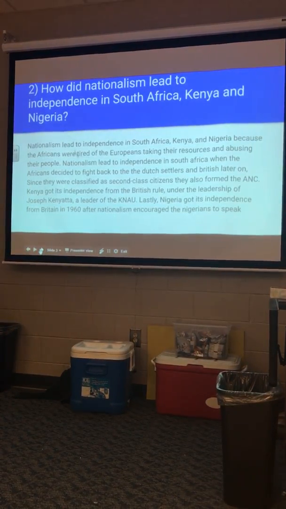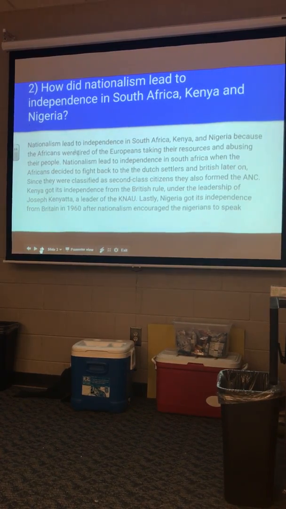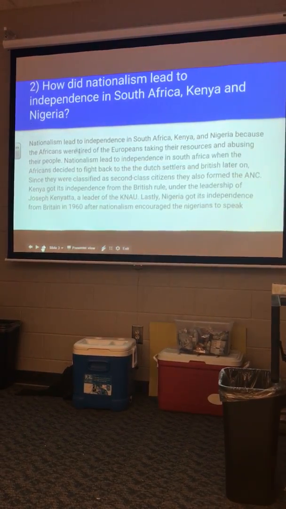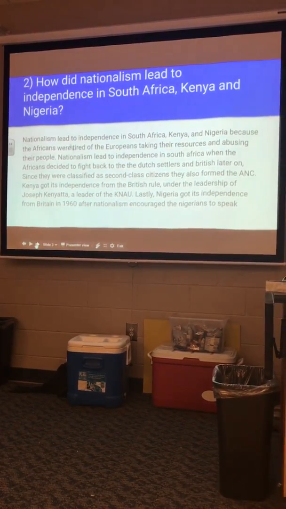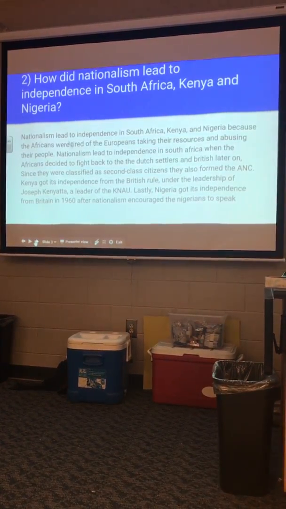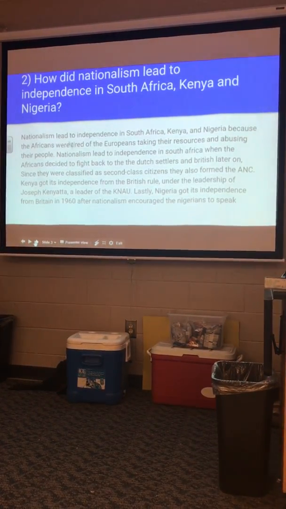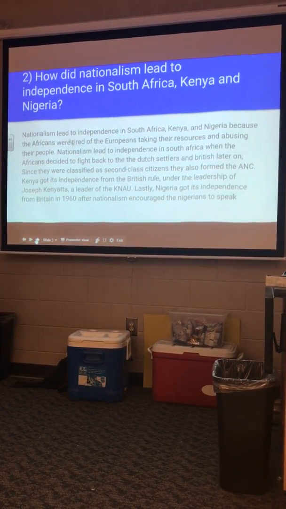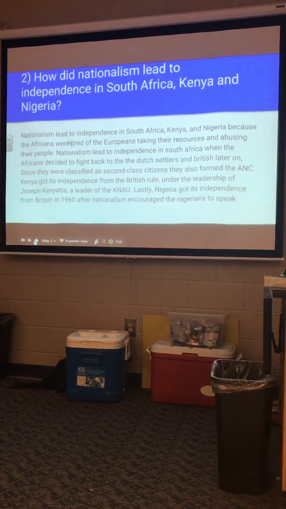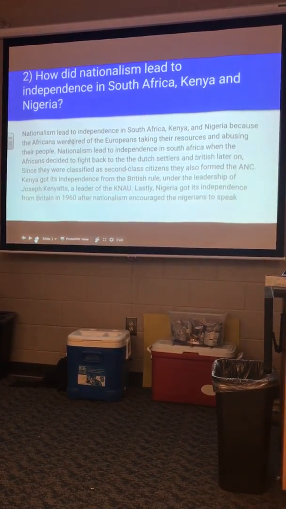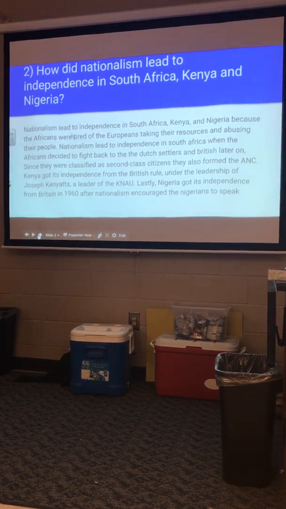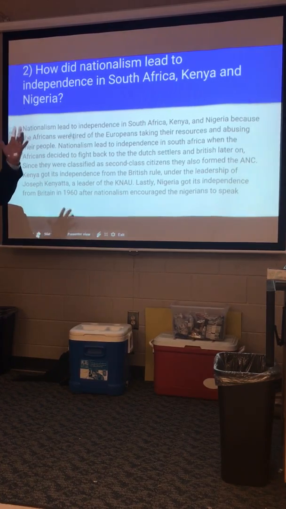Nationalism led to independence in South Africa when the Africans decided to fight back to the Dutch settlers and British later on. Since they were classified as second-class citizens, they also formed the African National Congress, okay, the ANC in South Africa. Kenya got its independence from the British rule under the leadership of Joseph Kenyatta, even though that really wasn't true freedom. And then lastly, Nigeria got its independence from Britain in 1960 after nationalism encouraged the Nigerians to speak. And we've talked about how oil plays a role in Nigeria. Okay? So this is how nationalism led to independence in these places.